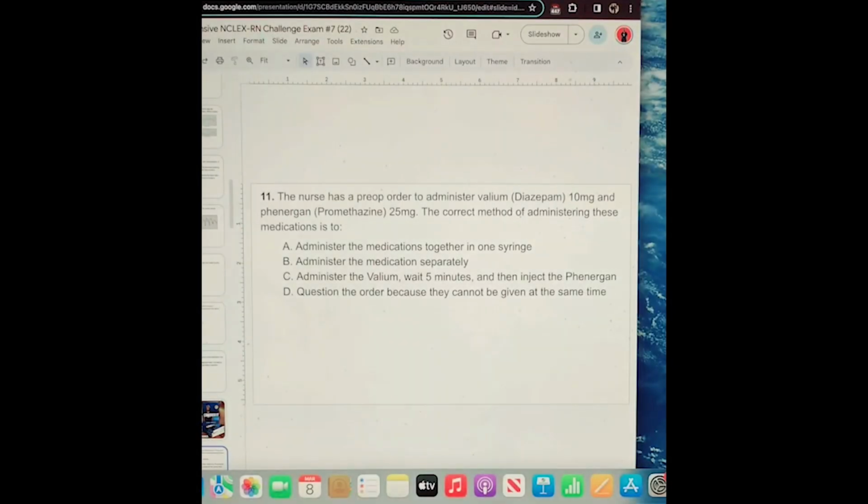Right, here we go. Question number 11. The nurse has a pre-op order for Valium, or diazepam, 10 milligrams, and Phenergan, which is promethazine, at 25 milligrams. The correct method of administering these medications is to what? Administer the medications together in one syringe, administer the medications separately, administer the Valium, wait 5 minutes, and then inject the Phenergan, or question the order because they cannot be given at the same time.